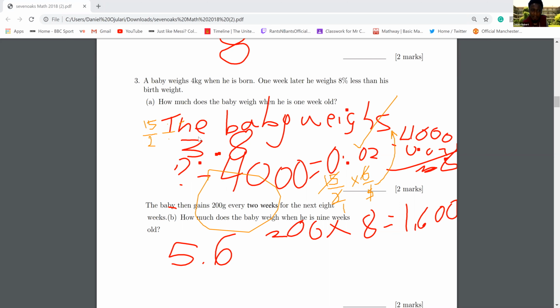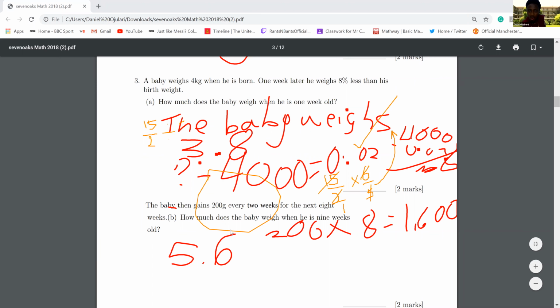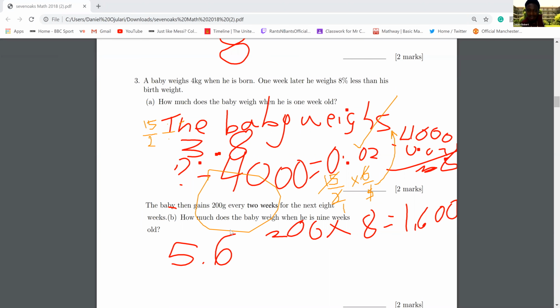Now, it says a baby weighs 4 kilograms when he is born. 1 week later, he weighs 8% less. If it says 8% less, it means that the baby will weigh less than 4 kilograms, right? True or false, Daniel? True. Yeah, I said true.